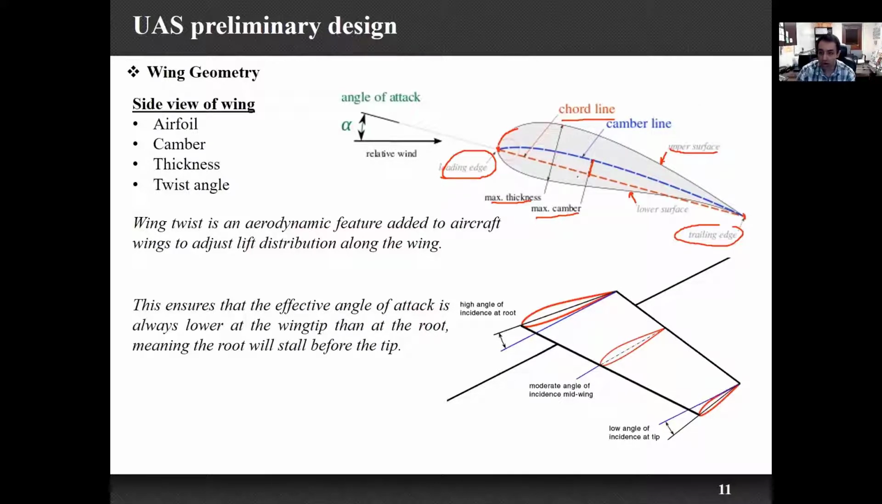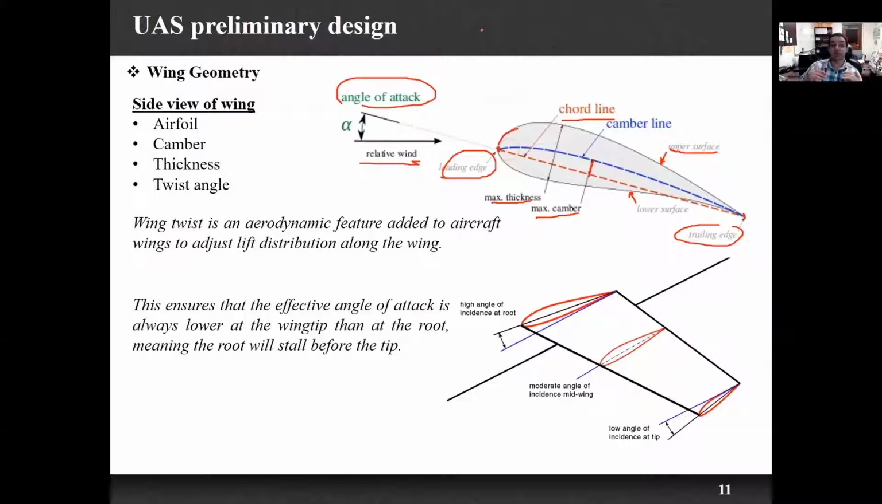But if my root chord or chord line has an angle with the horizontal or my related wing, this angle is called the angle of attack. I will discuss more detail about this part in the software once we get there.